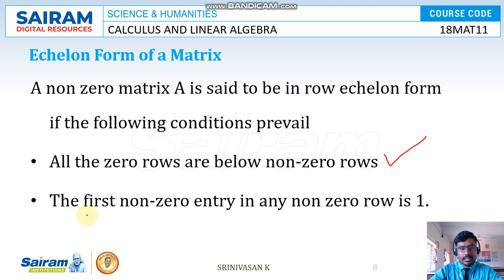Second condition, the first non-zero entry in any non-zero row is 1. So this is the second condition.